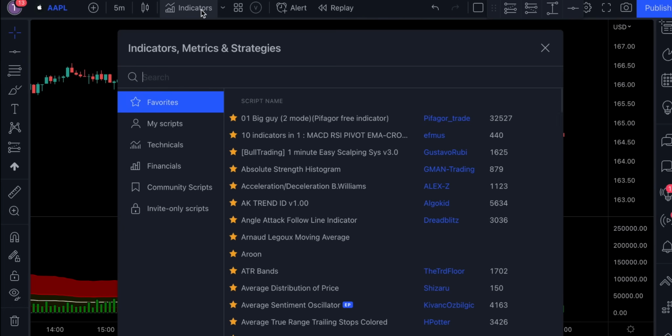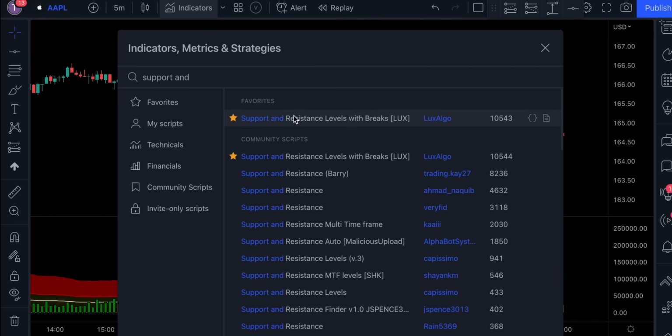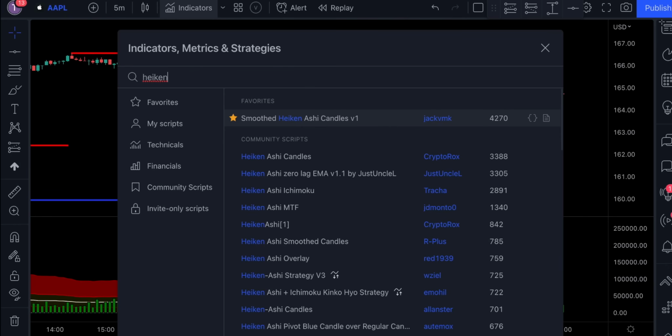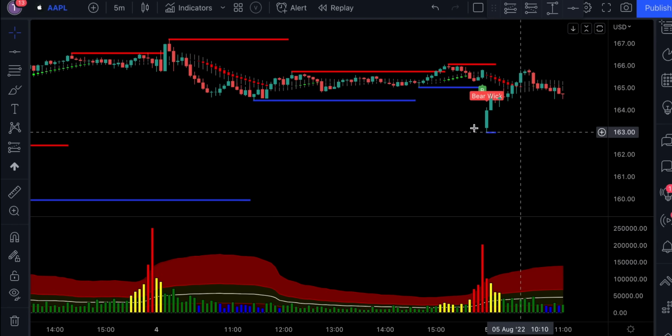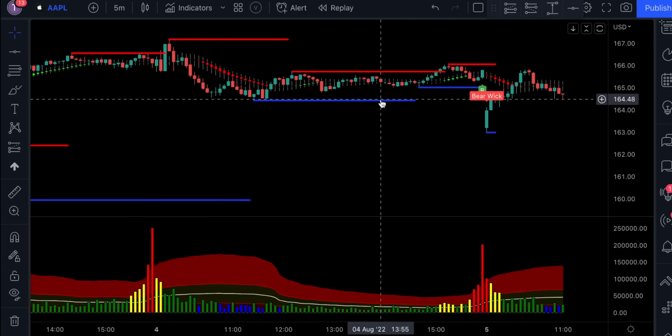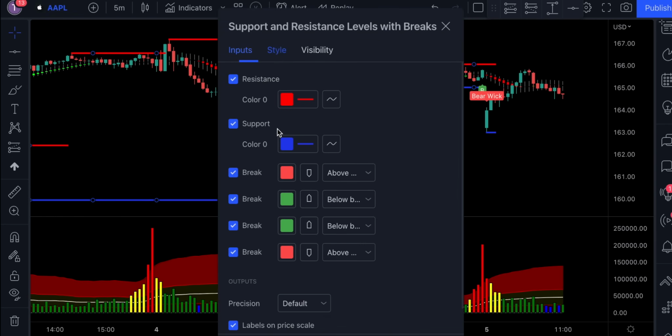First indicator is called support and resistance with breaks. This one by Lux Algo. And the second indicator is called smoothed Heikin-Ashi candles. Alright, now let's access the settings on this support and resistance indicator. And in the style section, let's remove all these breaks.